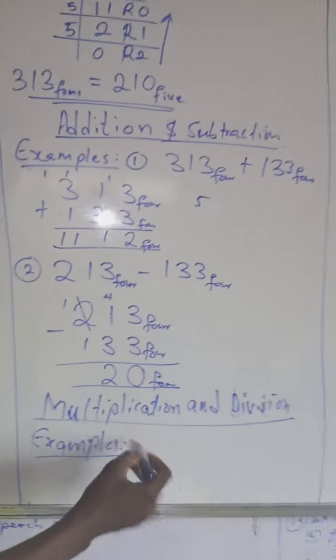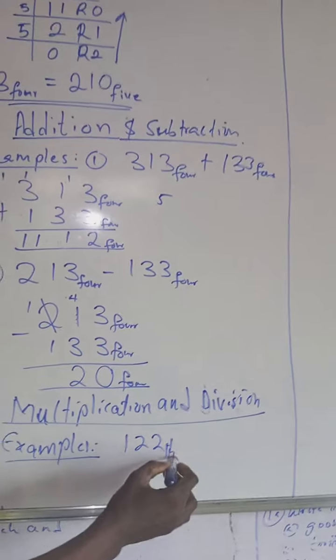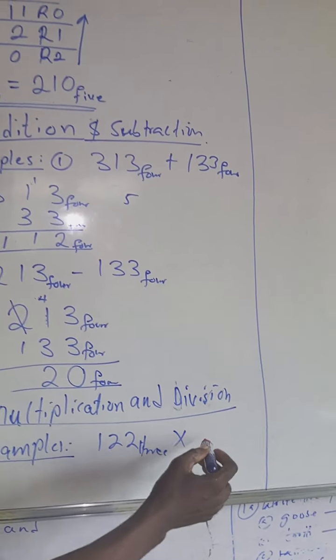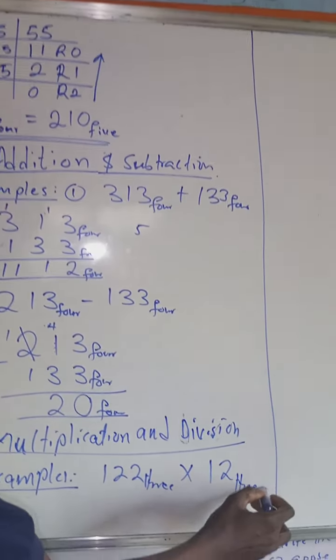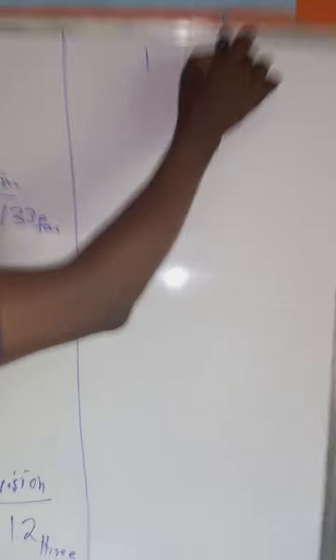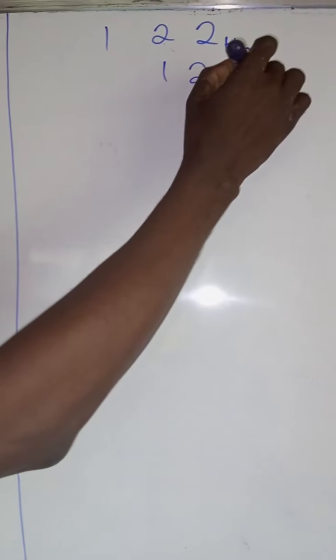2. So like I have 122 base 3 multiplied by 12 base 3. So they are both in base 3. I do our normal multiplication, 122 base 3 and that 12 base 3. Let's multiply.